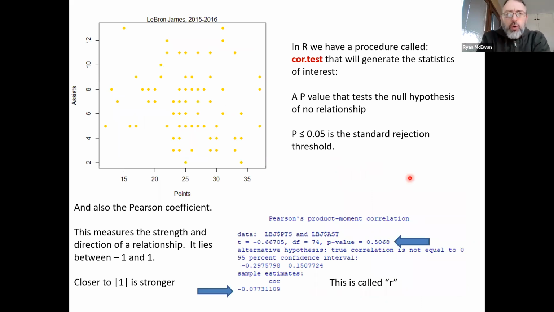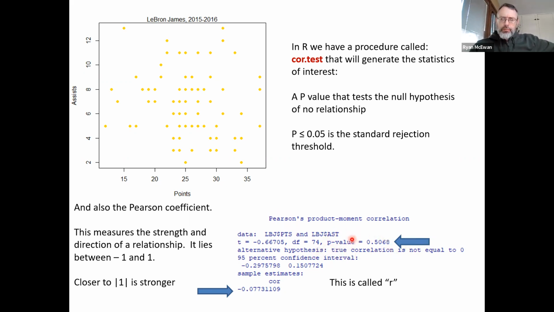So in R, we have a procedure called cor.test that will generate the statistic of interest. There's probably, as always, many different ways to conduct a correlation analysis. But good news, the base package of R has cor.test. And it will generate this bit of output in the console of RStudio, where it will say the Pearson's product moment correlation. That's the Pearson. We saw that person before, the ghostly apparition statistician named Pearson. And you'll get a p-value here.